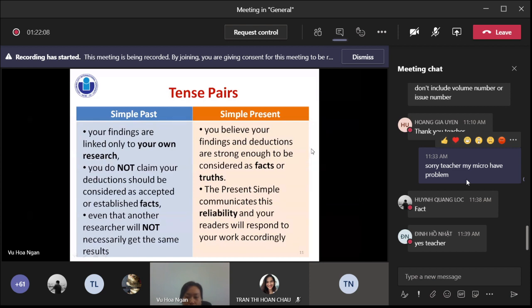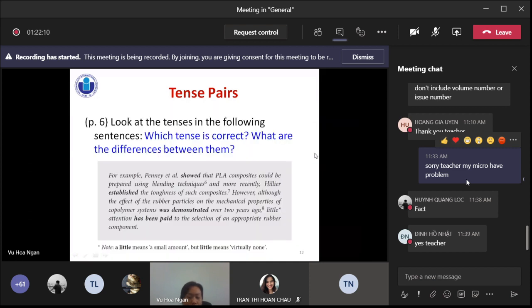Okay, no more. Right now, let's move on. I think we can just move on with the next pair. Okay, over here, look at the sentences in the following. Look at the tenses. Focus on the tenses. What are the tenses here? Which tense is correct? And what are the differences between them? I have the same questions, but with a different example.